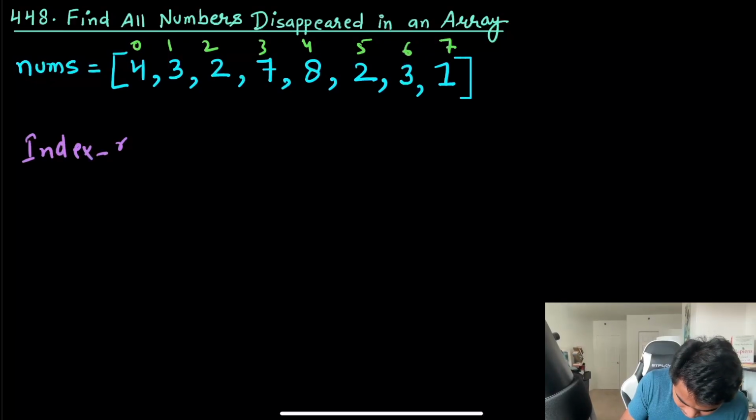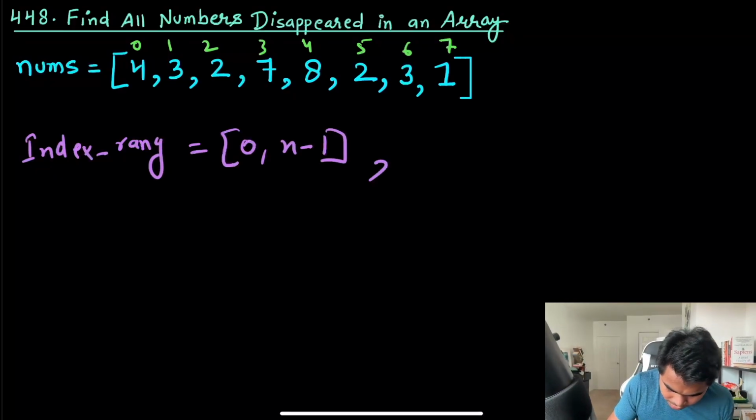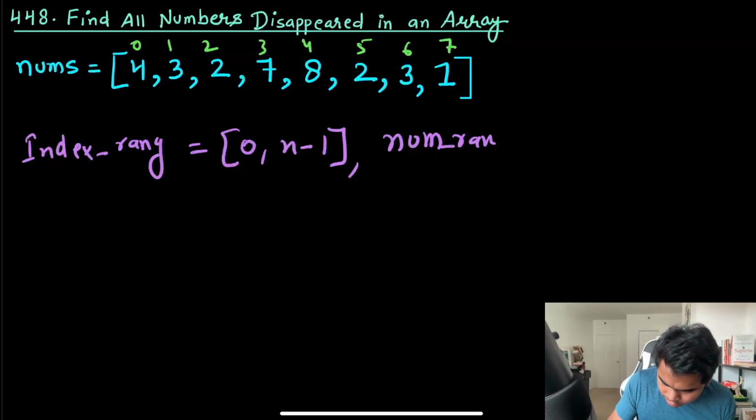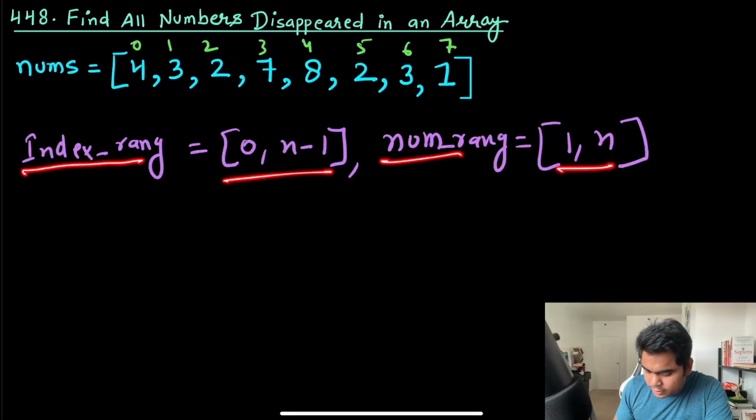Index range is 0 to n minus 1, and my num range, the numbers that I'm seeing, is 1 to n, right? 1 to n. So I want to use these two properties. That's index range is this and num range is this.